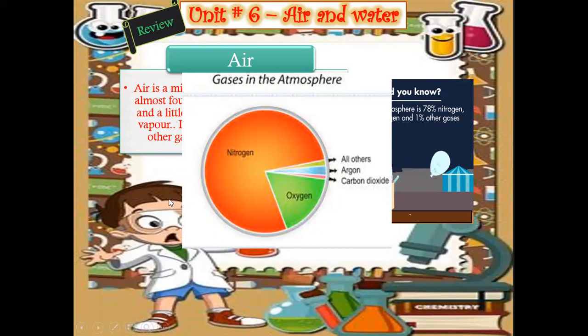In addition to these gases, air also contains dust, smoke, and water vapors. It is the water vapor in the air that forms clouds. The amount of water vapor in the air is called humidity. Oxygen is the active part of the air, while nitrogen is the inactive part of the air.